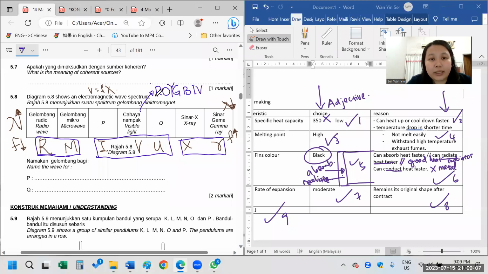Or in English, it is ROYGBIV: red, orange, yellow, green, blue, indigo, violet. It's a must to memorize, especially in Form 5, Chapter 7. We will need it again. Chapter 6 also needs it, Chapter 7 also needs it.